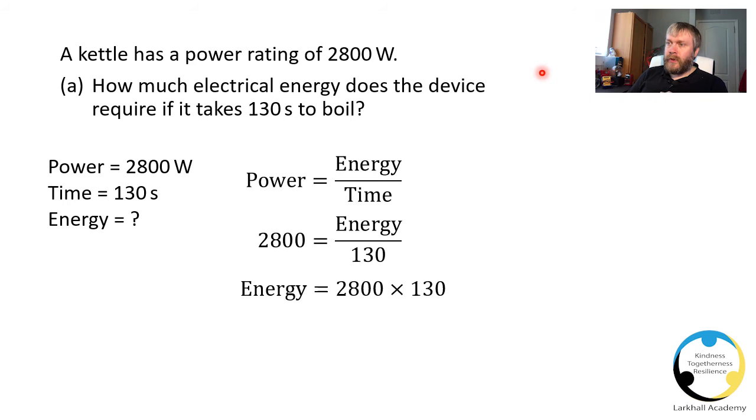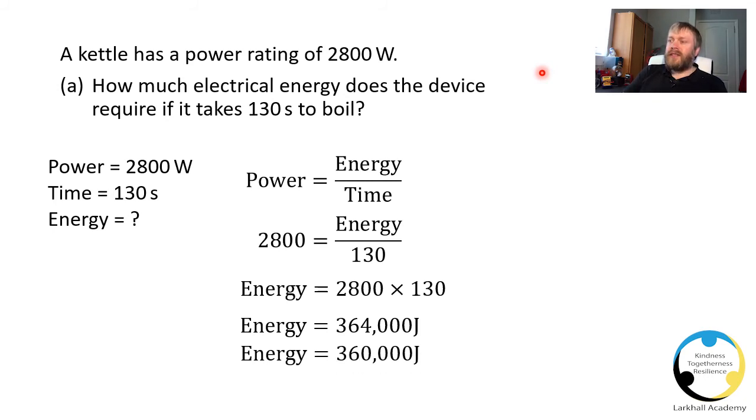Okay, let's have a look and see what we come up with. So the answer I came up with here, energy is equal to 364,000 joules. It's a lot of energy that kettle is utilising in order to boil the water. However, I'm not going to leave this as my final step. I'm going to go one step further and I'm going to give my answer as 360,000 joules. Why do you think I've done that?